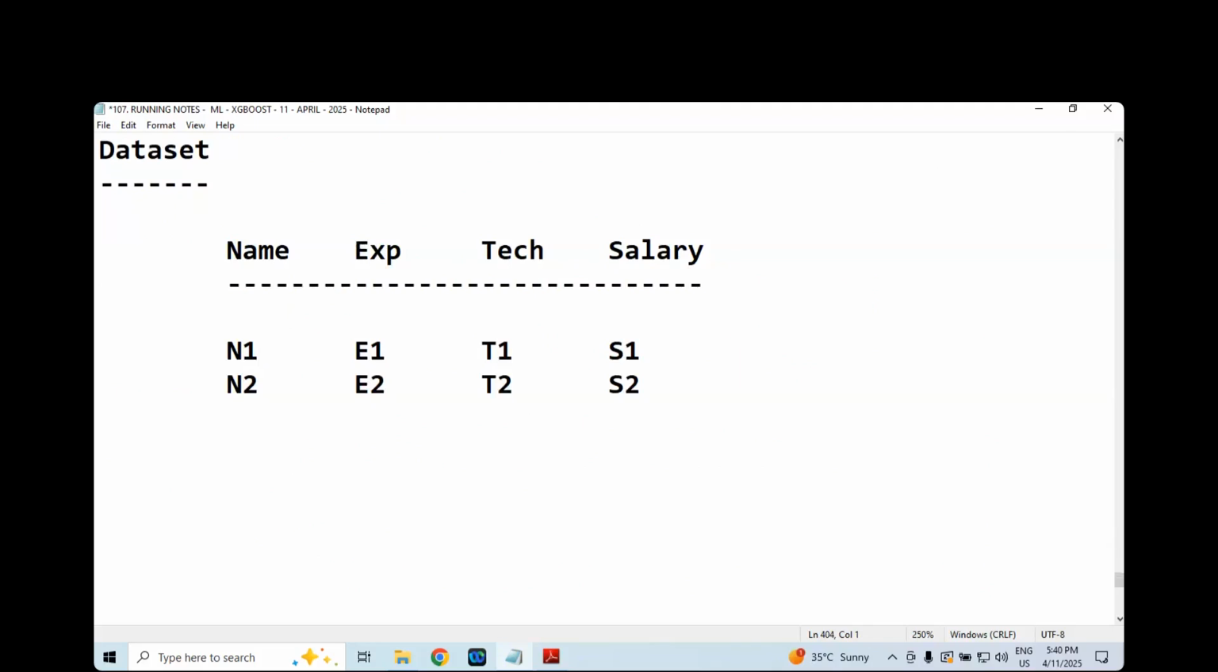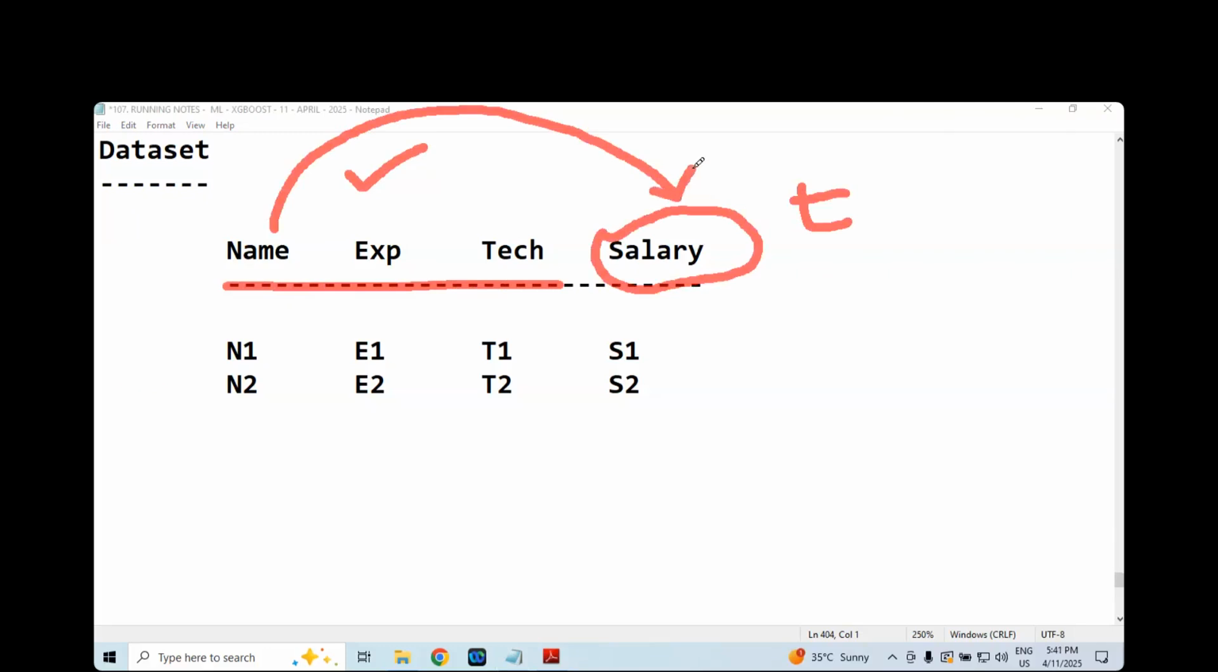Now what I wanted to tell is about getting salary. First of all, there are three features: these three are features. Then there is one target variable, which is salary. Make a note, this is important.